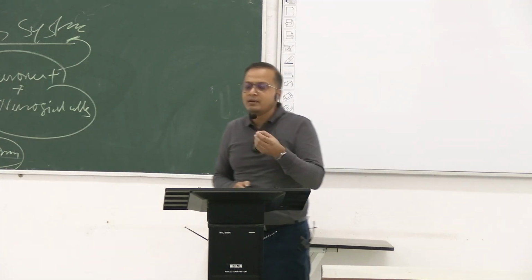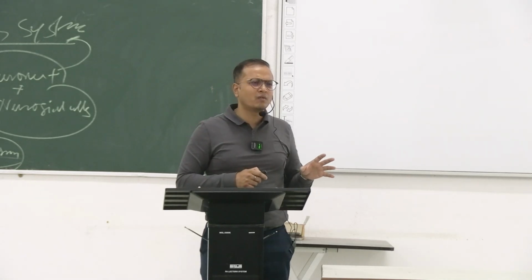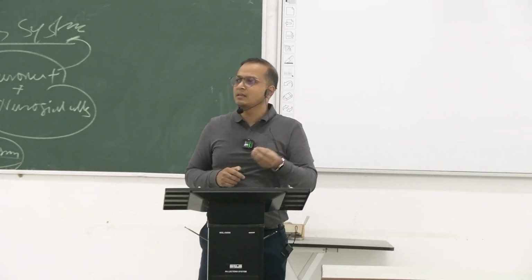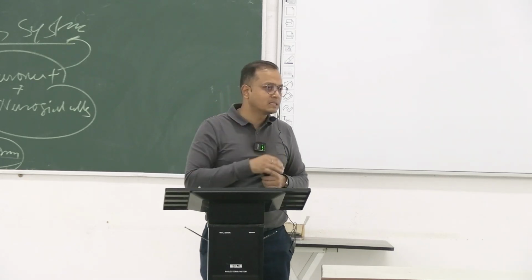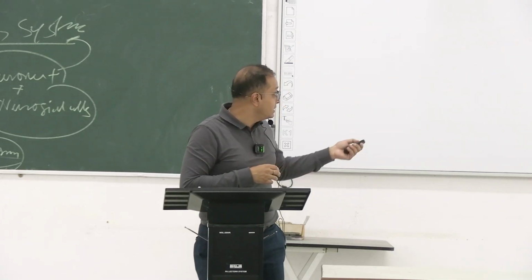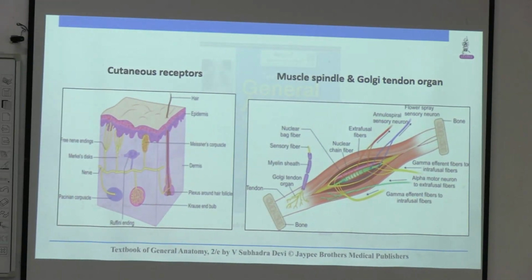So if the receptors are on the skin, we call them cutaneous receptors. There are several types of cutaneous receptors. What are the functions of these receptors? They have a bunch of chemical substances present within their endings, and they analyze this particular information.